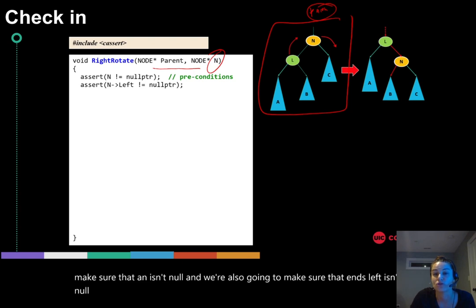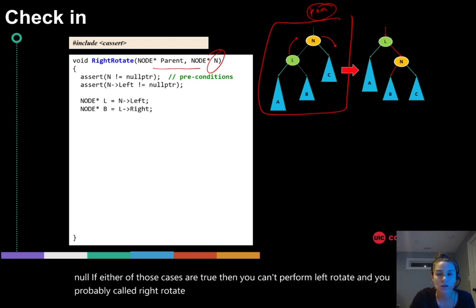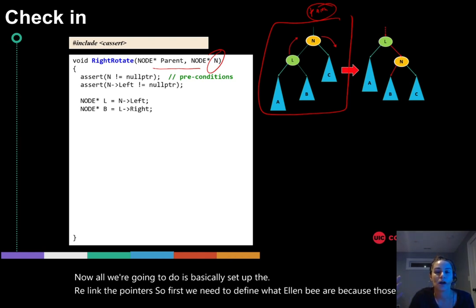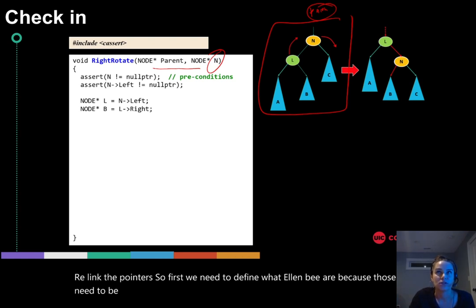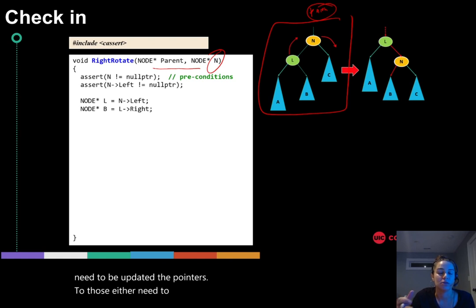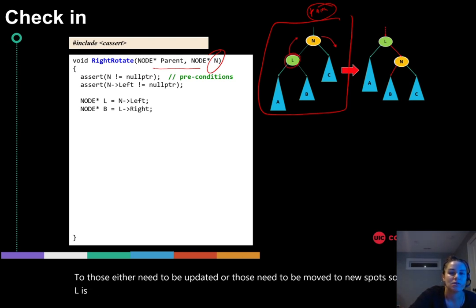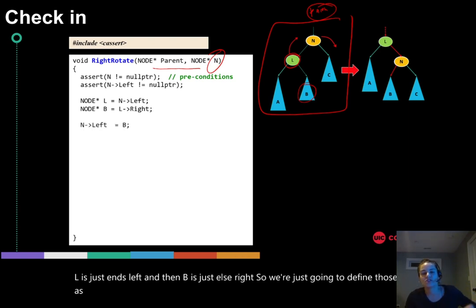If either of those cases are true, then you can't perform left rotate, and you probably called right rotate incorrectly. Now all we're going to do is set up and relink the pointers. First, we need to define what L and B are, because the pointers to those either need to be updated or moved to new spots. L is just n's left, and B is just L's right. So we're just going to define those as variables. And then this is just the rewiring step.